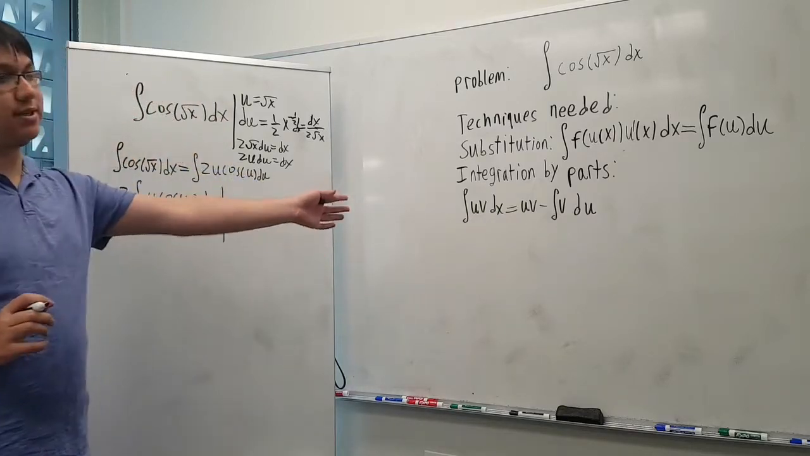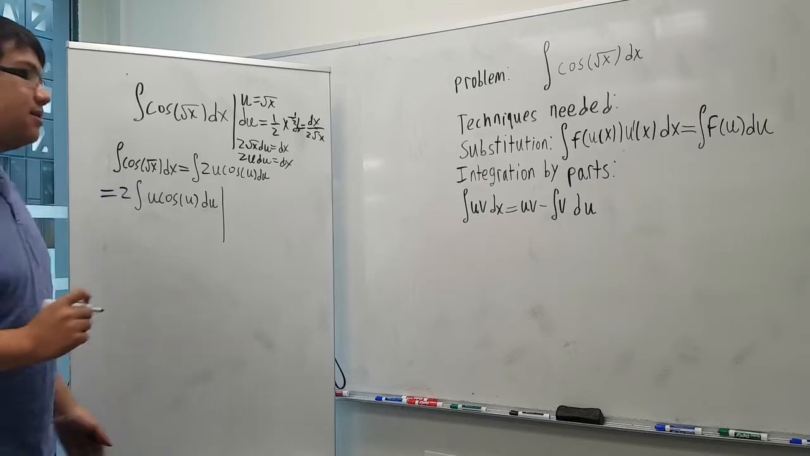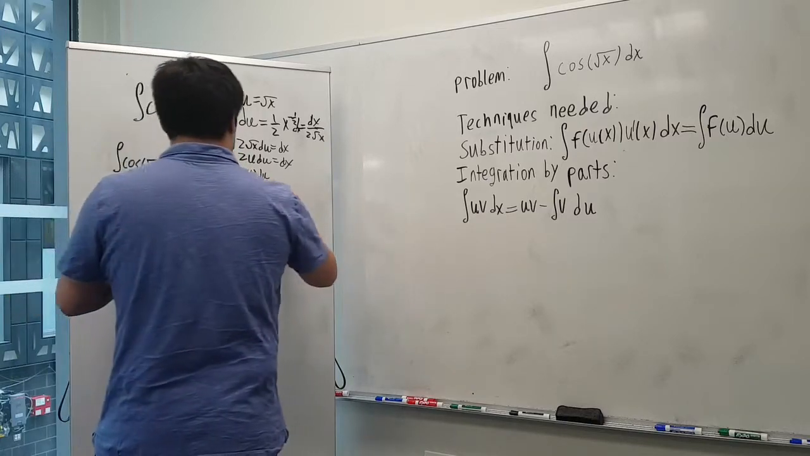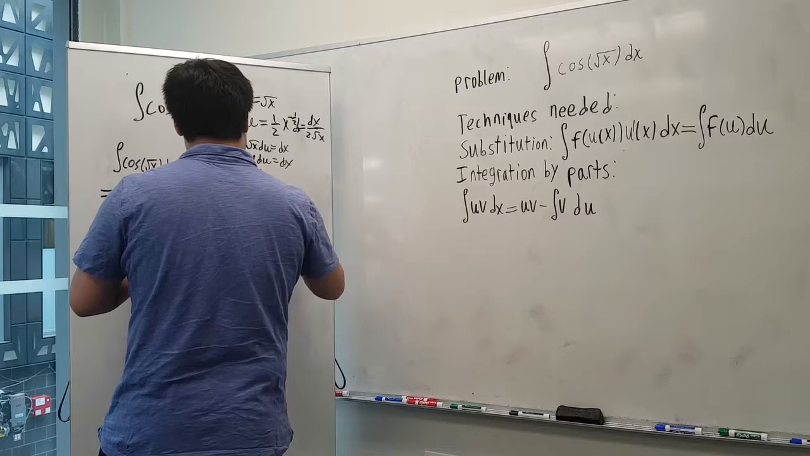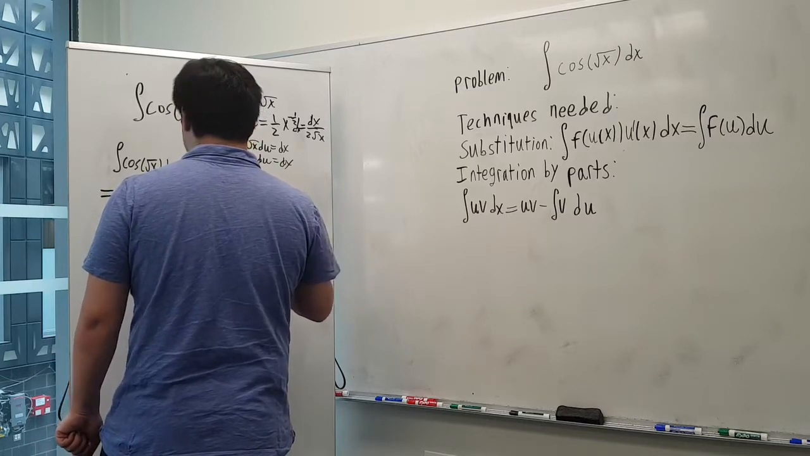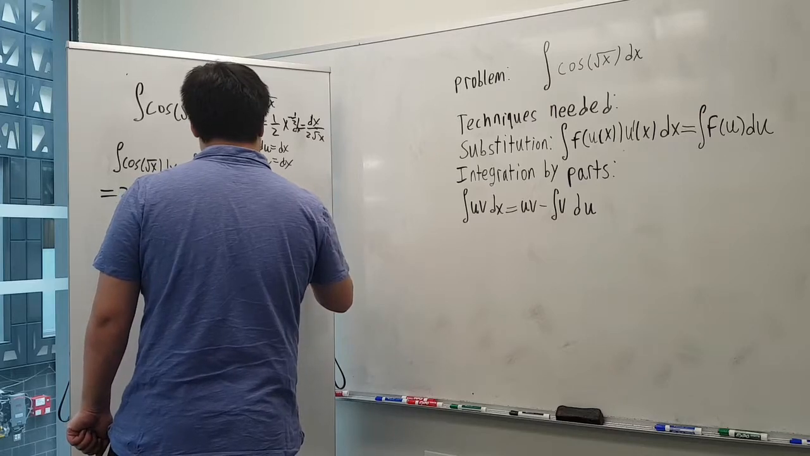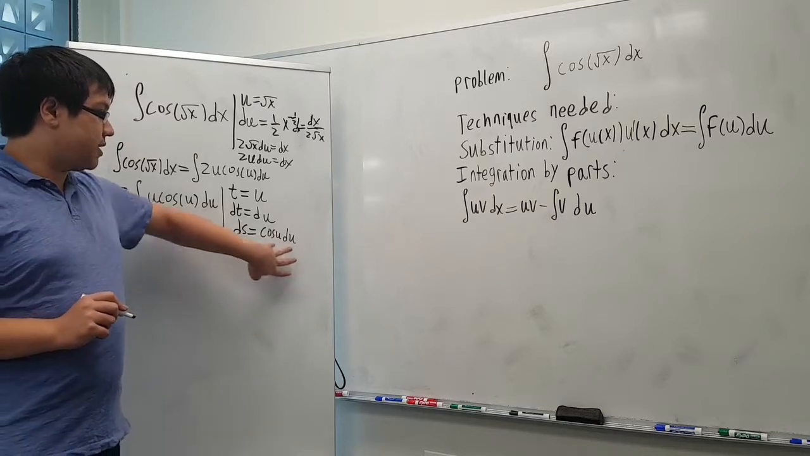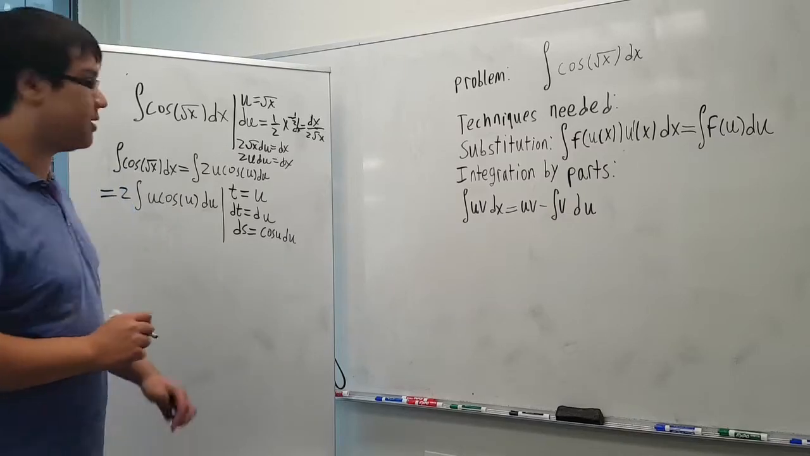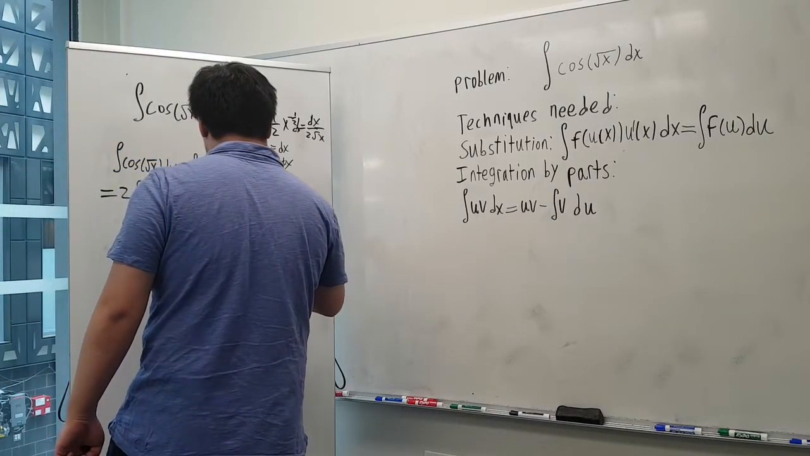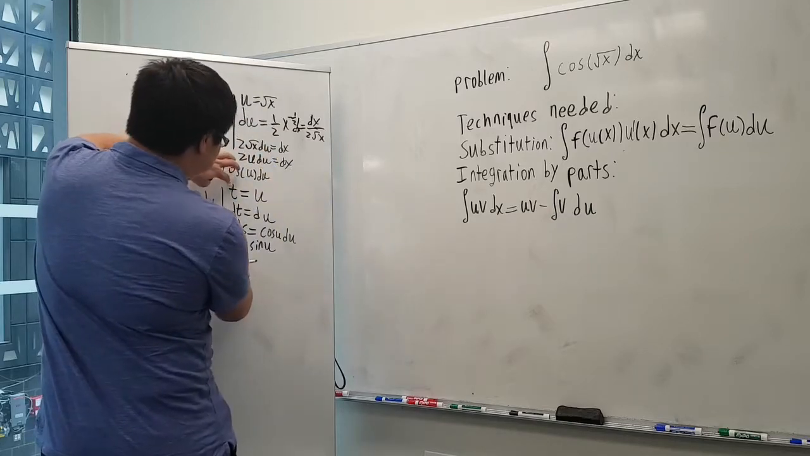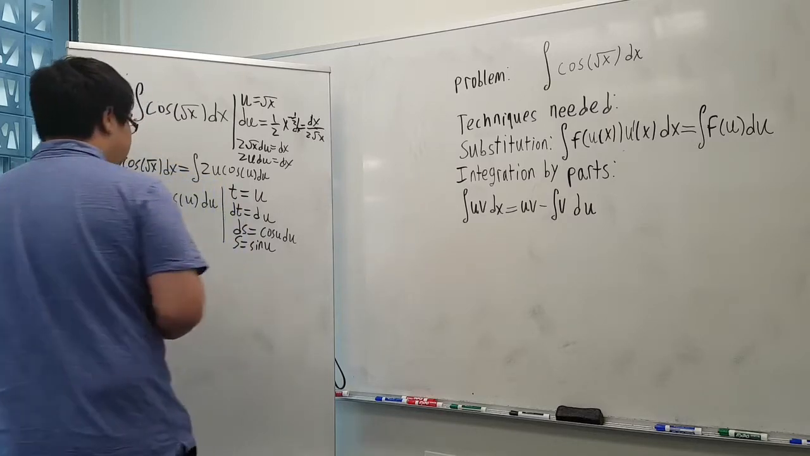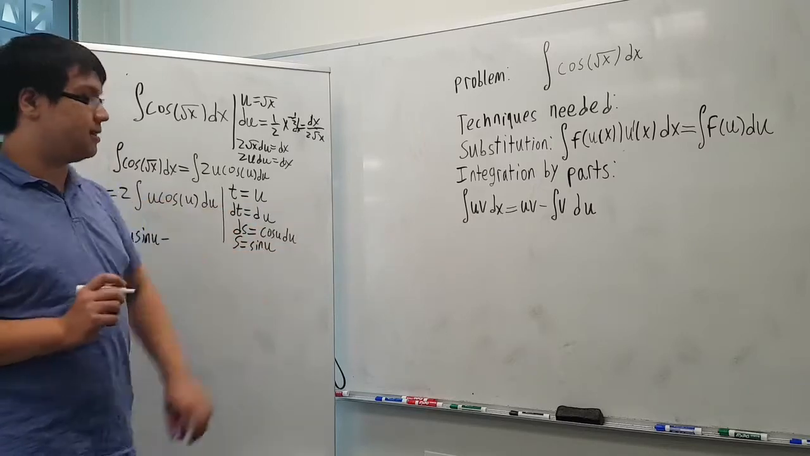So I'm not going to use u and v, instead I'm going to use t and s because I already have a u sub. t is equal to u, dt equals du, ds equals cosine of u du. We need to integrate cosine of u du, which is sine of u, right? s is equal to sine of u. So you want t times s, so 2u sine of u minus the integral of s dt.